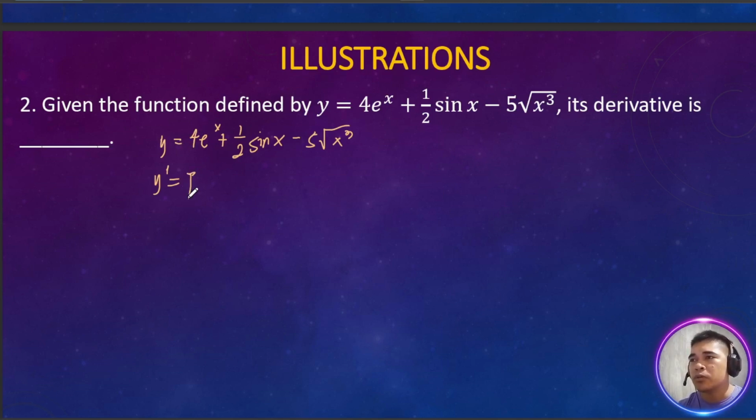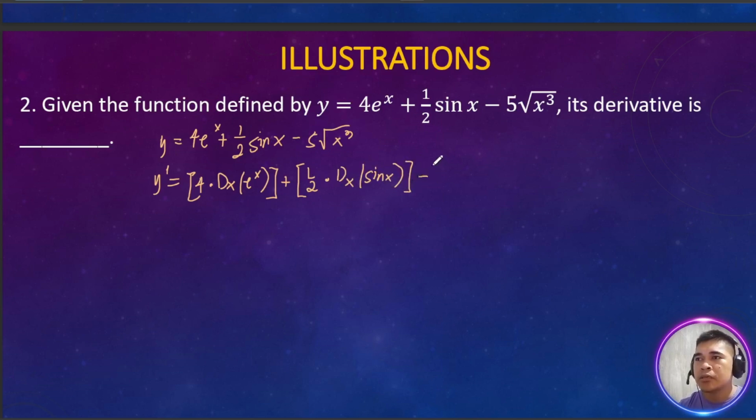So, we can have this one, the derivative of a constant multiplied to a function. So, 4 times the derivative of e to the power of x, atong tagsa-tagsaon, plus, the same also, we have a constant multiplied to a function, so 1 half times the derivative of sine x, minus, so 5 times the derivative of the square root of x cubed. So, ang square root of x cubed, maisulat nimo og x to the power of 3 over 2.